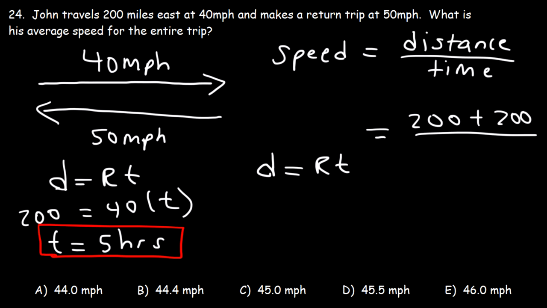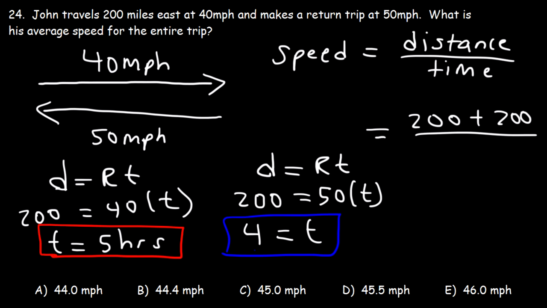Now let's focus on the return trip. Going back west, he traveled the same distance of 200 miles, but his rate is different, it's 50. So 200 divided by 50 is 4. So the return trip only took 4 hours because he was traveling at a faster rate. But the total time for the entire trip is 5 plus 4, or a total of 9 hours. So he traveled a total distance of 400 miles within 9 hours.